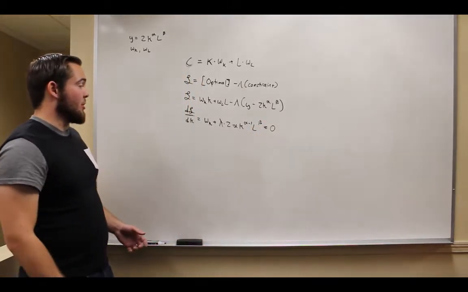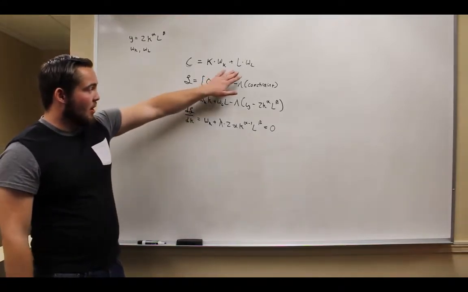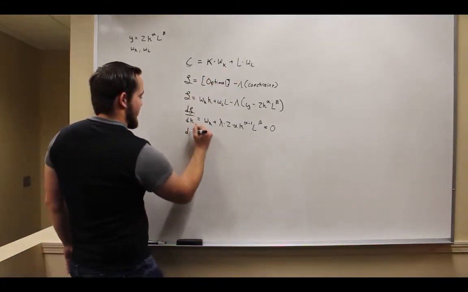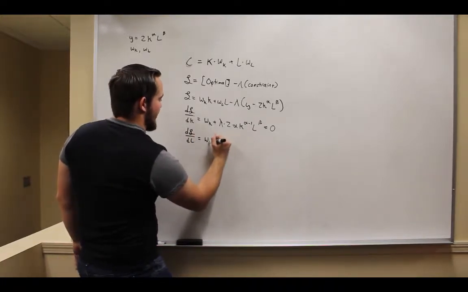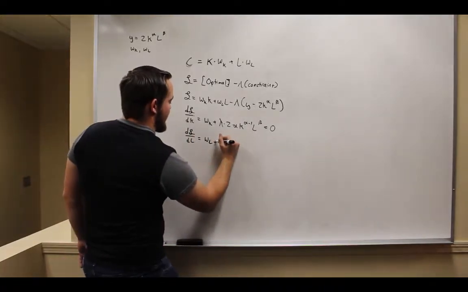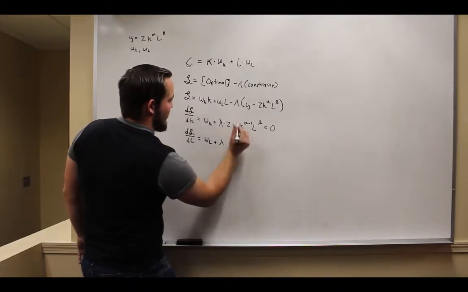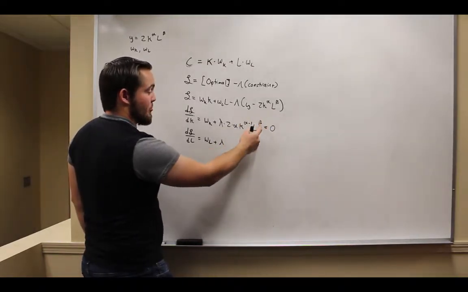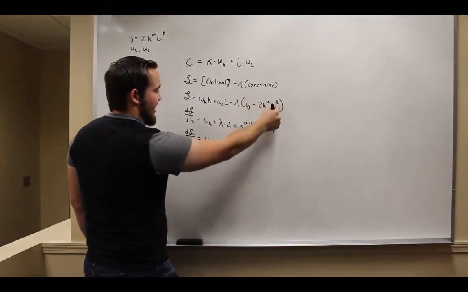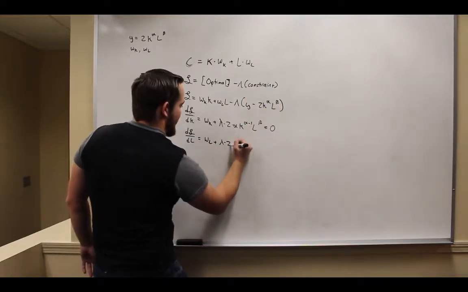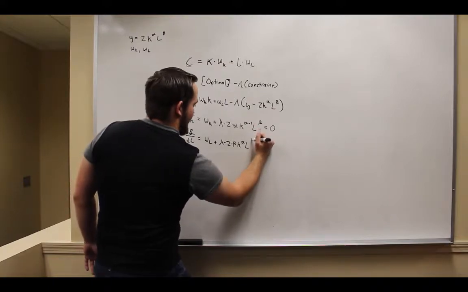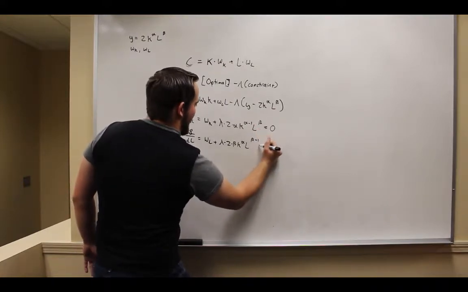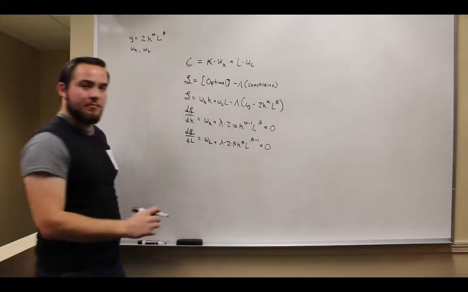We can do the same first order conditions for our L value. So the derivative with respect to L is equal to WL plus lambda. It's going to be pretty much the same except we're bringing down a beta, and it's going to become beta minus 1. So times 2 times beta, K to the alpha, L to the beta minus 1. And that's all equal to 0.